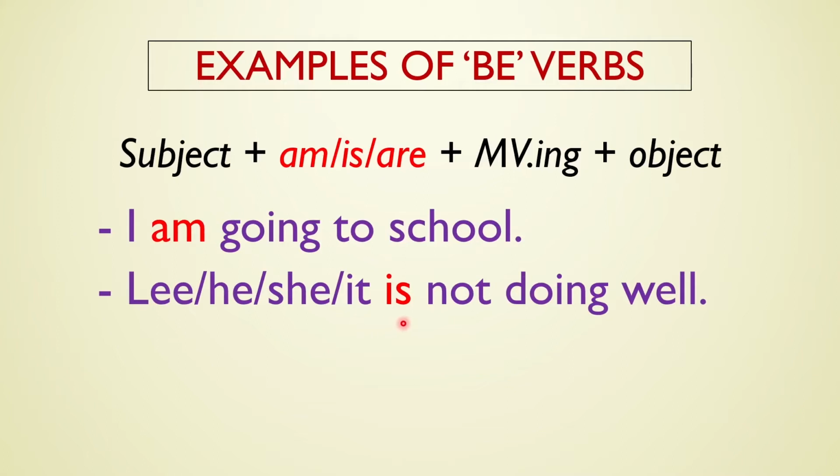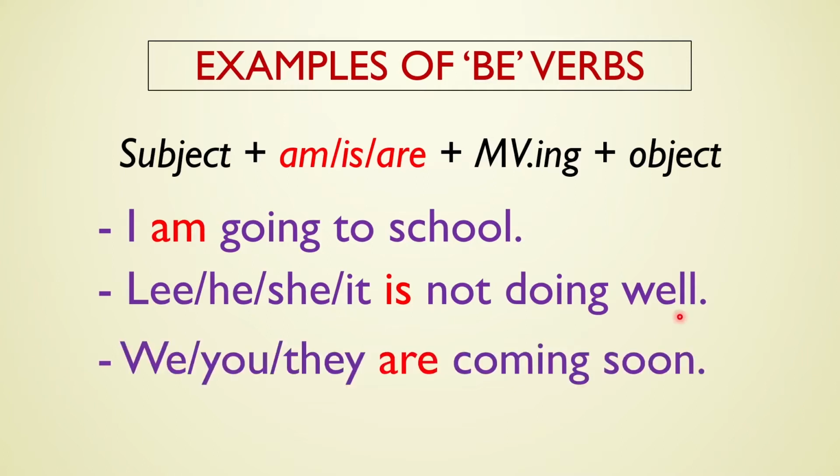So here, is is the auxiliary verb. And this is helping doing. Doing is the main verb plus ing. In the same way, we, you, they are coming soon. So here, are is the auxiliary verb, and this is helping the main verb that is coming. Here, main verb plus ing we are getting. So the sentence becomes, we are coming soon, or you are coming soon, they are coming soon.